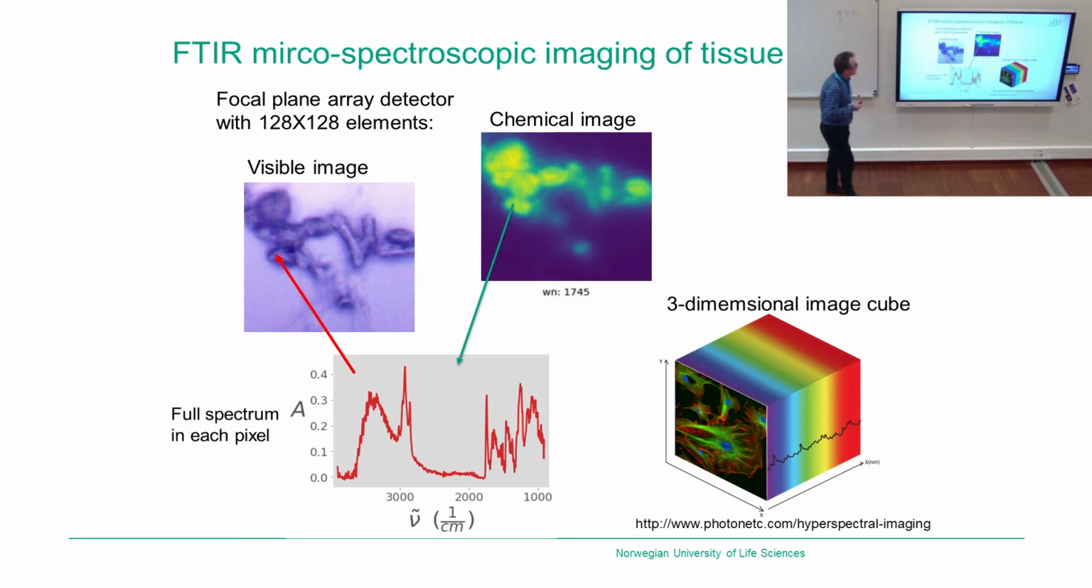So in infrared microscopy, I also want to show an example. You already saw some examples of this. So we have here a visual image of a filamentous fungus with filaments and also circle-like cells. And then typically when we get the data, we have a full spectrum in every pixel, and state-of-the-art instruments have 128 times 128 elements with a full spectrum in each pixel.